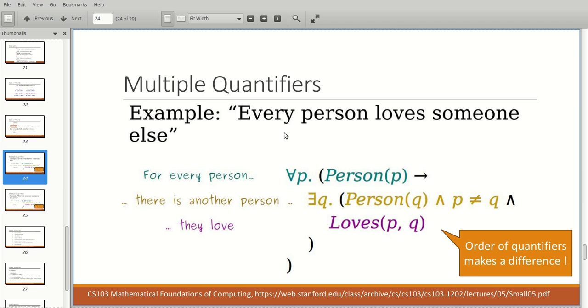Multiple quantifiers: this is where you want to combine the use of universal and existential quantifiers. For example, every person loves someone else. So how to represent this in predicate calculus? You have every, that is a universal quantifier, and you have someone else that requires an existential quantifier.